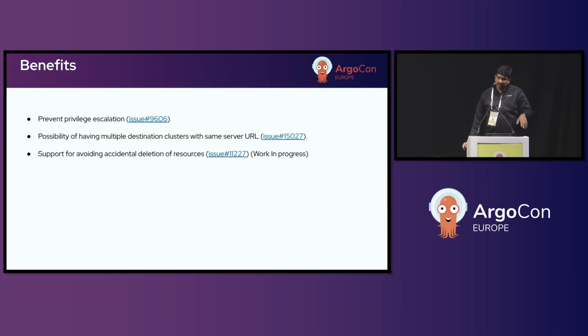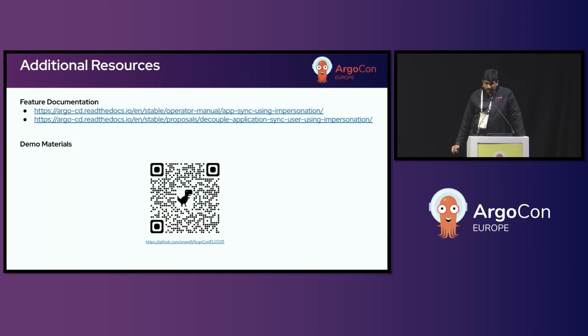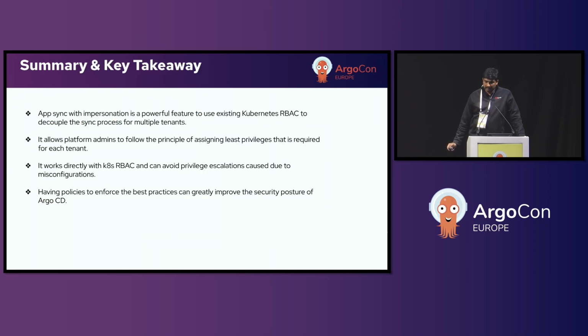So let's come to the benefits that this feature can bring. It can prevent privilege escalation. And there is a possibility of having multiple destination clusters with the same URL. This has been a limitation in Argo CD, and with this feature, that can be avoided. And there is a use case that requires preventing accidental deletion of resources, so we plan to use this feature to implement that. This is still work in progress. The feature documentation is available here, and the demo materials are available in this Git link.